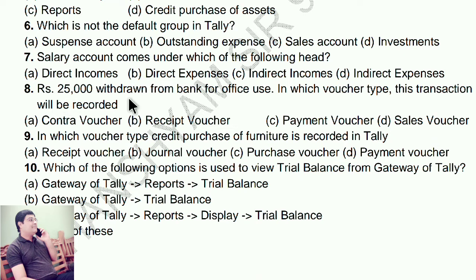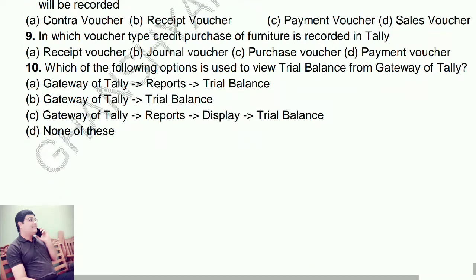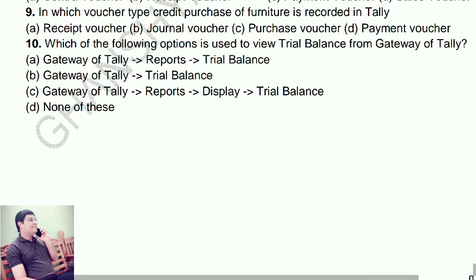Eighth question. Rupees 25,000 withdrawn from bank for office use. In which voucher type will this transaction be recorded? Answer is contra voucher. Why do we write it in contra voucher? Because deposit into bank or withdrawal from bank comes under contra voucher. Ninth question. In which voucher is the purchase of furniture recorded in Tally? Answer is B, journal voucher.